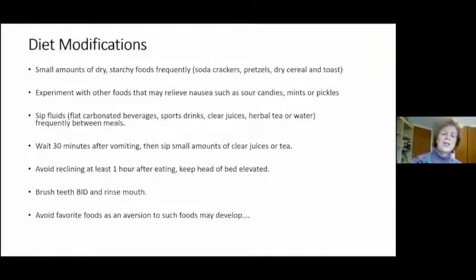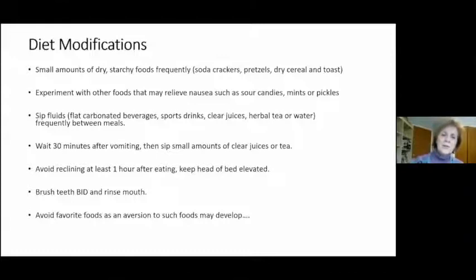Diet modifications. Small amounts of dry foods like crackers, pretzels, toast can be helpful. Try things out. Flat fluids like flat carbonated beverages, herbal tea, water. Have patients constantly sip, have something by their bed or chair rather than taking 3 big meals a day and 3 big lots of fluid a day, constantly graze.